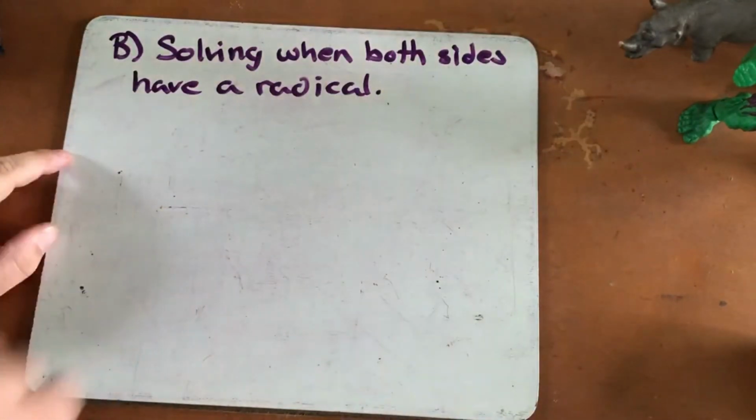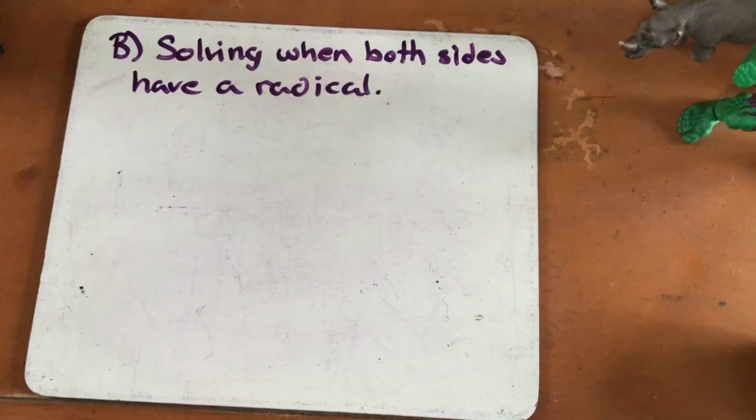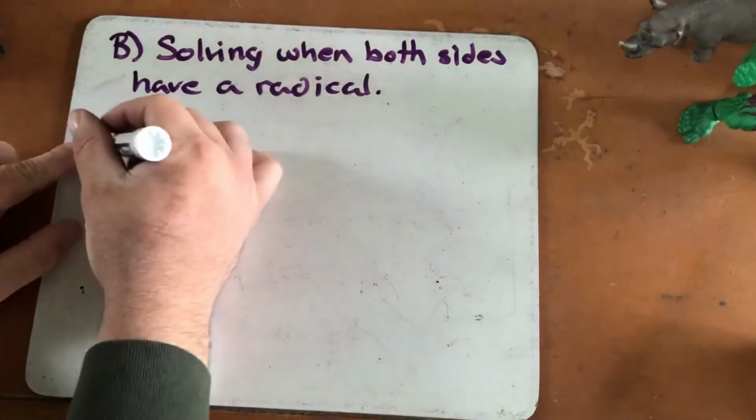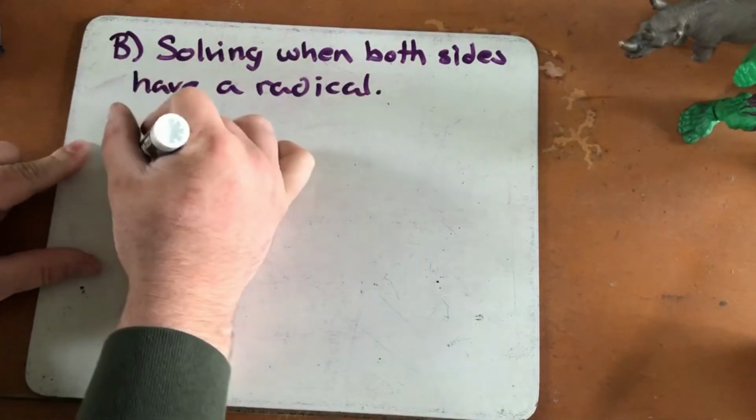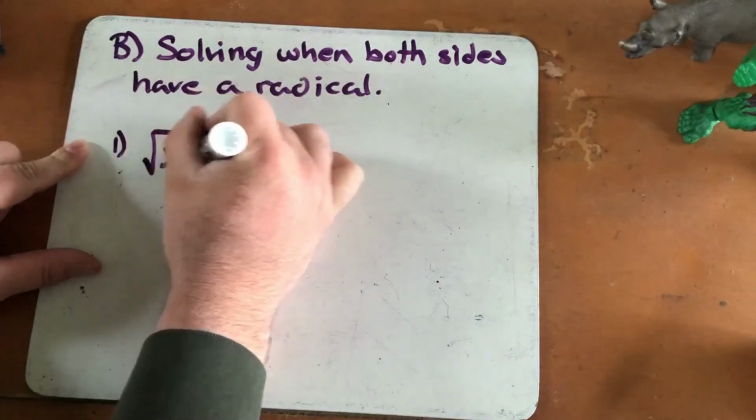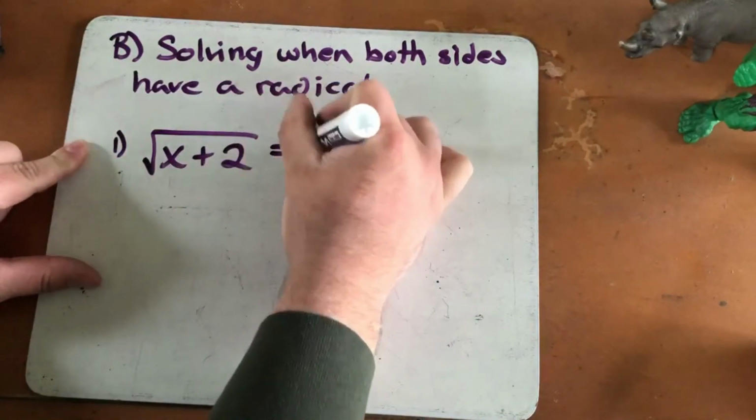In the next scenario, we're going to look at solving when both sides are under a radical. Now, we're specifically going to look at ones where the entirety of both sides is under the radical.